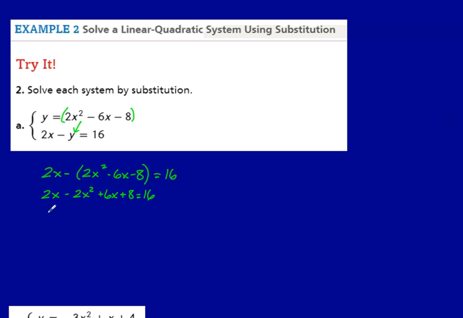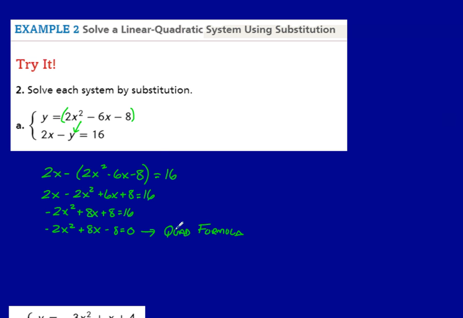That's 2x minus 2x squared plus 6x plus 8 equals 16. So what I really have is a negative 2x squared plus 8x plus 8 equals 16. I'm going to subtract the 16 from both sides and get a negative 8 equals 0. And from here, you can use the quadratic formula. So now we go quad formula, and that will give us our solutions.